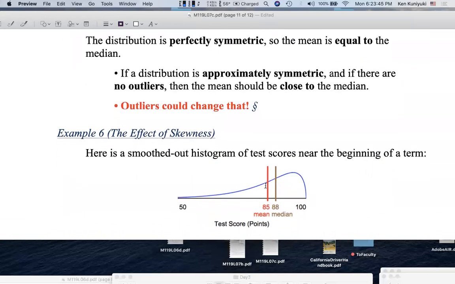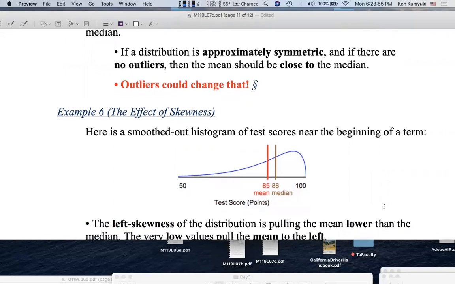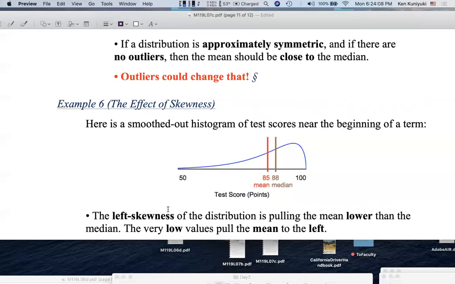All right, so let's say that you have a histogram of test scores that smoothed out looks like this. Remember, this is left skewness. Skewness follows the tail. We have a left tail here. Kind of like quiz 1 in a class where most of the students do pretty well, but you have a long tail of students who just aren't prepared for the class or who don't study. And these are students who may drop throughout the semester. Now, the left skewness of this distribution is pulling the mean lower than the median.